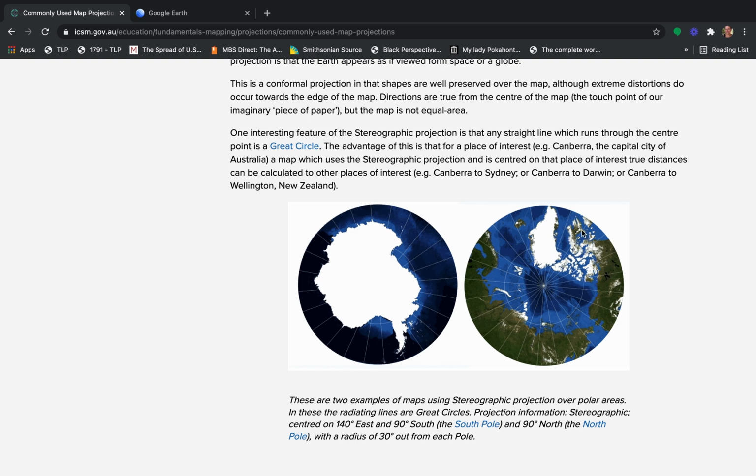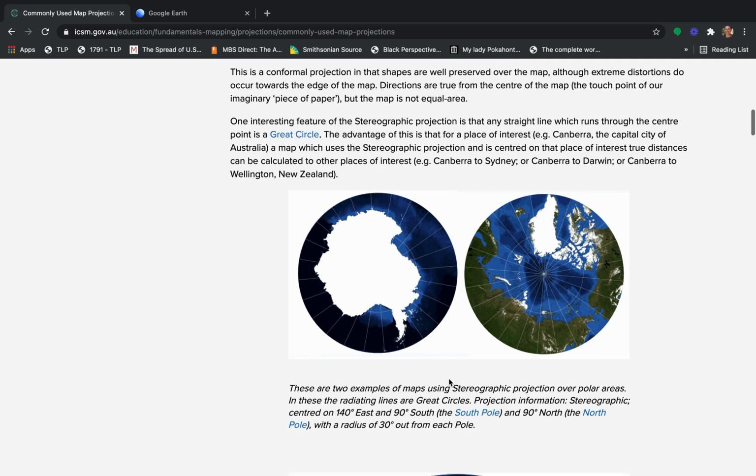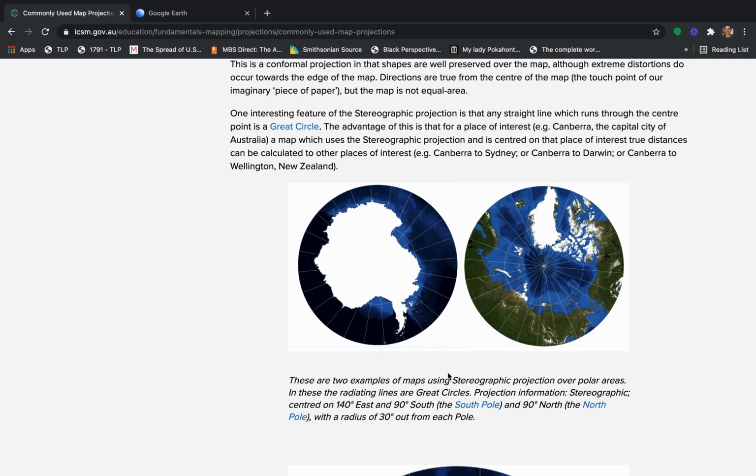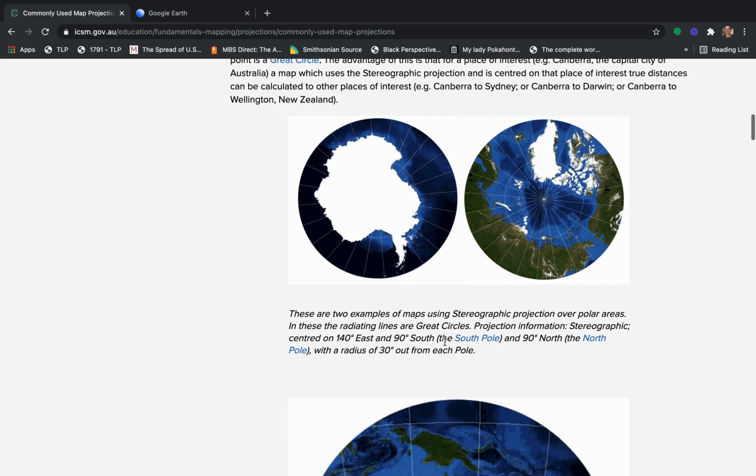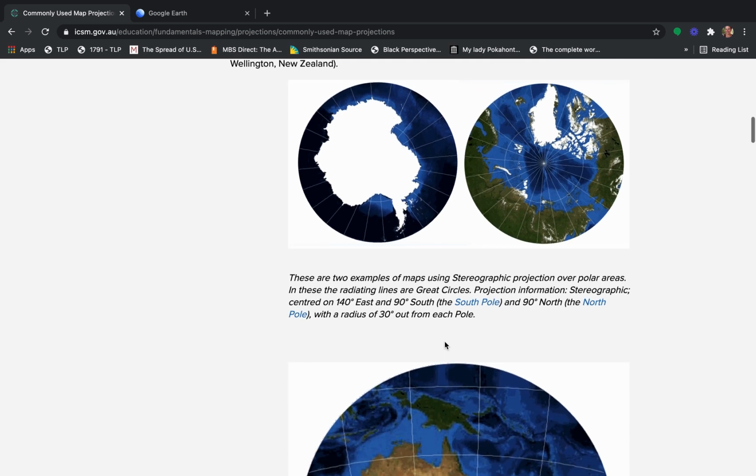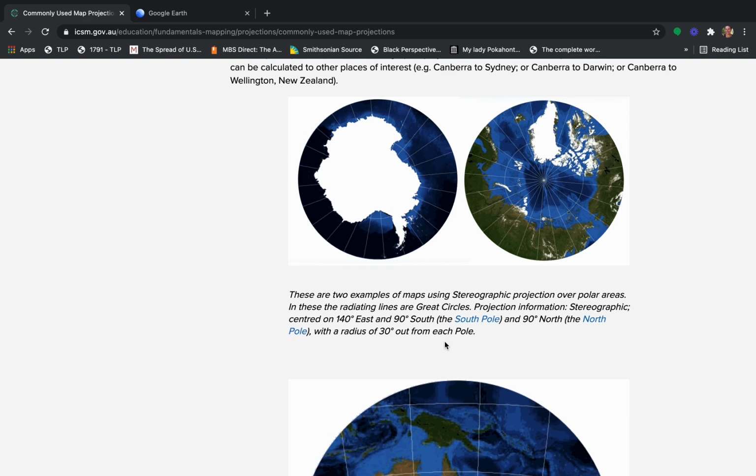So one interesting feature of the stereographic projection is that any straight line which runs through the center point is a great circle. The advantage of this is that for a place of interest, it gives an example of Canberra, the capital city of Australia, a map which uses a stereographic projection and is centered on that place of interest. True distances can be calculated to other places of interest. So in other words, you can kind of keep it proportional, and it's just great for small areas that you want to highlight.